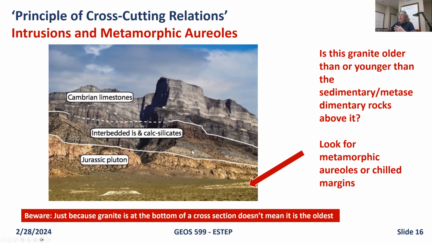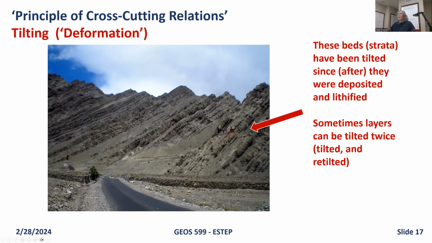So this is an example where we have older sedimentary rocks that have been intruded by a granite. And here we have a metamorphic aureole. What's important to remember is if we changed this into a cross section, just because the granite's low down, remember, that doesn't mean it's the oldest. You have to look for other pieces of information that will help you identify. The alternative would be if there wasn't a metamorphic aureole, there would have to be some kind of unconformity here between the granite and the sedimentary rocks above.